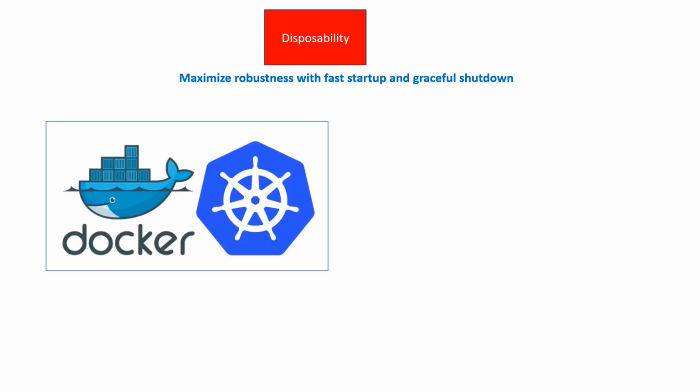Next, we have disposability. Now, when we have multiple virtual machines or containers or pods running, it is really important that we are able to start the application quickly, and also, if required, stop the applications gracefully.